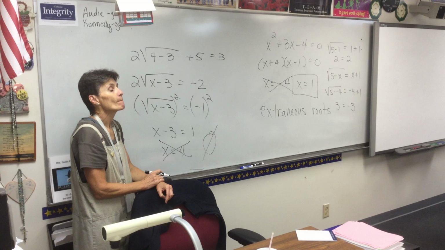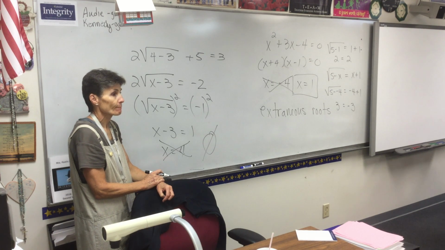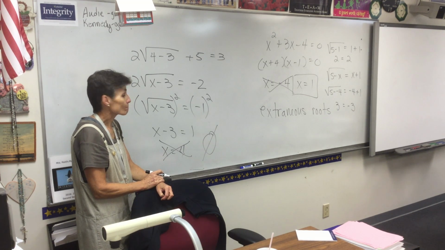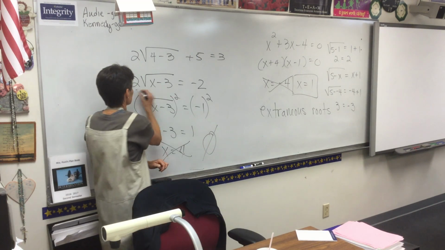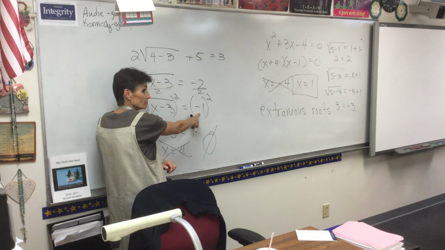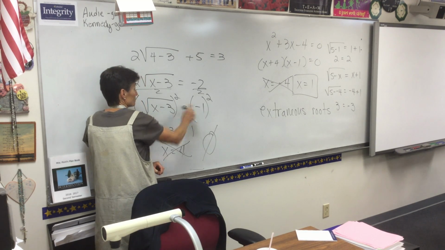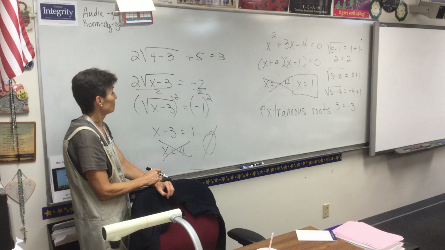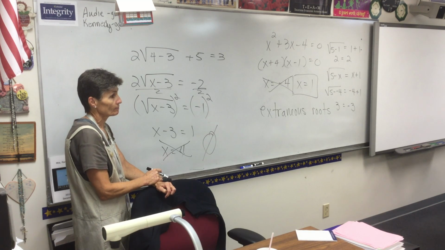Wait, so like we subtract over, but then what happened to the 2 outside the radical? We divided both sides by 2, and that's how that got to be a 1. Oh, okay. Never mind. Is the answer just no solution? No solution.